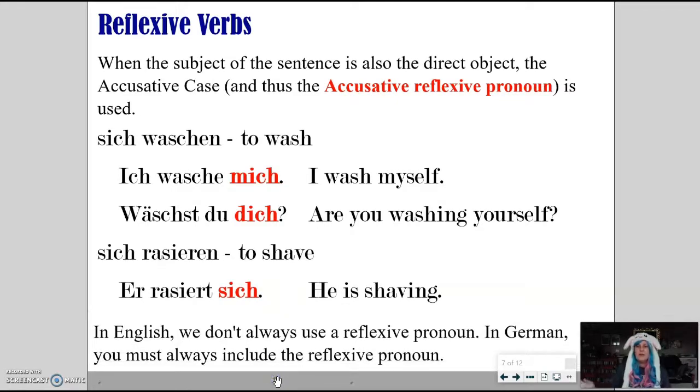So as I've mentioned, in our overview and on the last slide, I said that sometimes in English, we don't use a reflexive pronoun, but in German, you must always include a reflexive pronoun. So if you see a verb with sich, for example, sich rasieren, in German, you would always have rasiert sich. In English, it's just assumed that he's probably shaving himself. So he is shaving. We often wouldn't say he is shaving himself. It's just an implied reflexive pronoun in English. In German, there's no implication. We always indicate it with a reflexive pronoun. So rasiert sich.